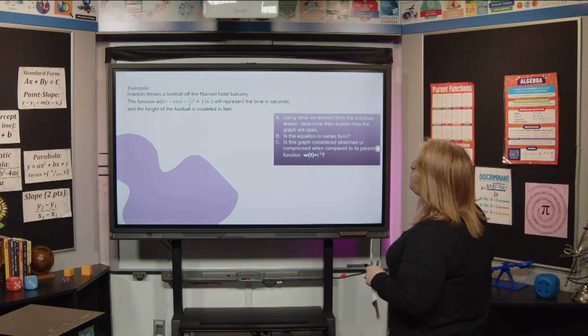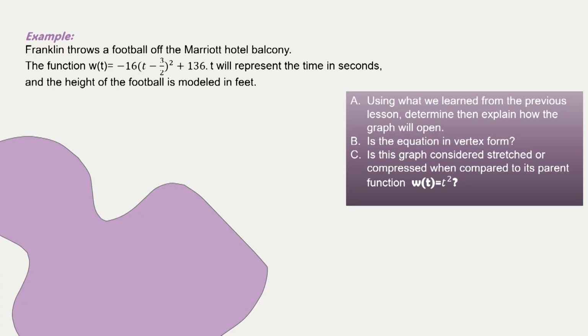So let's look at this. Franklin throws a football off the Marriott Hotel balcony. The function w of t equals negative 16 times t minus 3/2 squared plus 136, where t represents the time in seconds, and the height of the football is modeled in feet. So we have some questions about this passage. Using what we've learned from the previous lesson, determine, then explain how the graph will open.